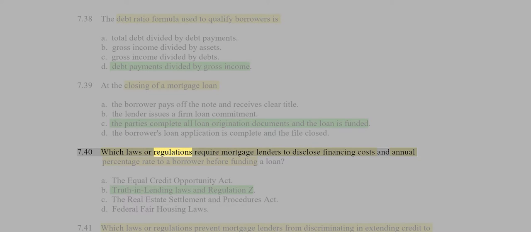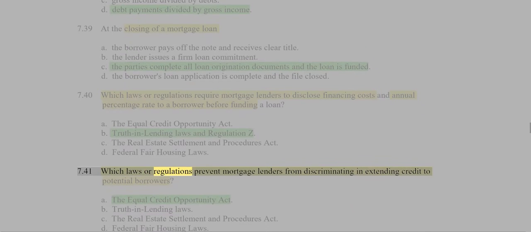7.40 Which laws or regulations require mortgage lenders to disclose financing costs and annual percentage rate to a borrower before funding a loan? A. The Equal Credit Opportunity Act. B. Truth in lending laws and regulations. C. The Real Estate Settlement and Procedures Act. D. Federal Fair Housing Laws.